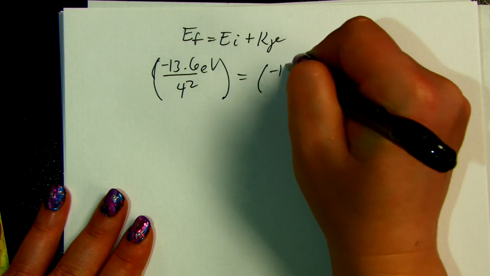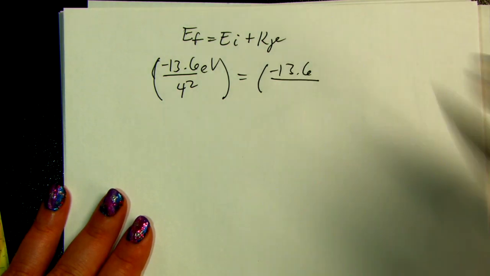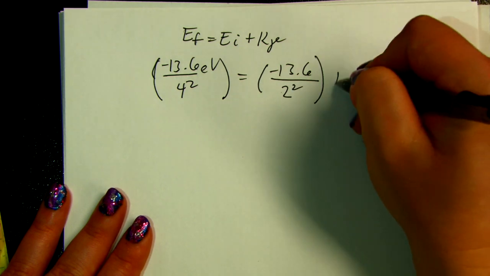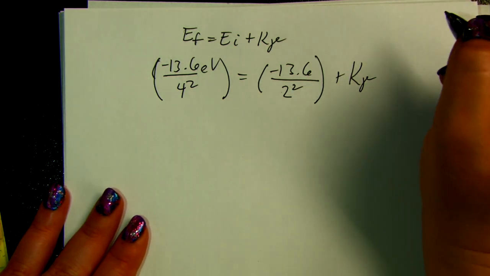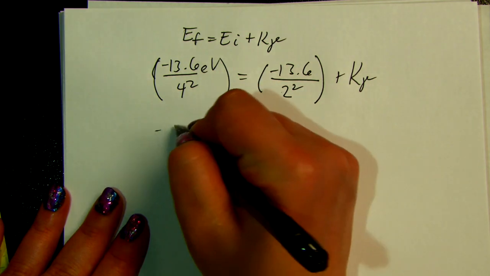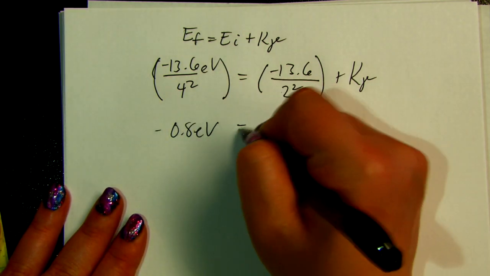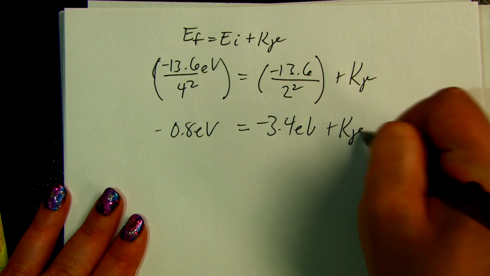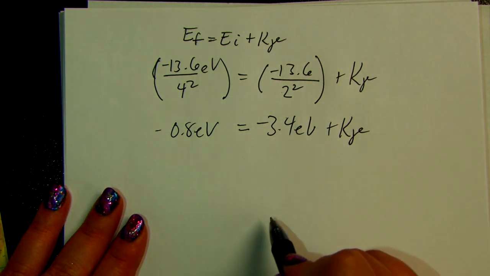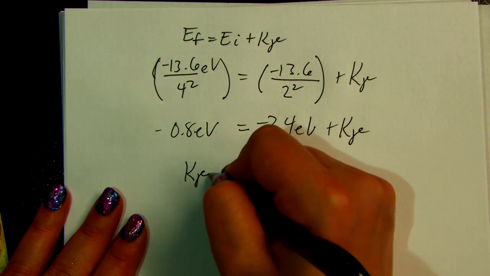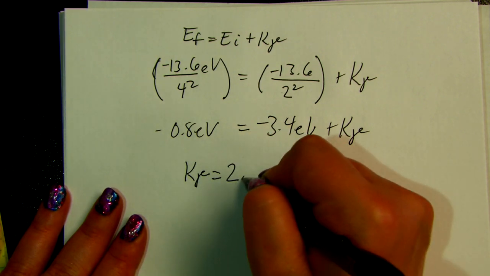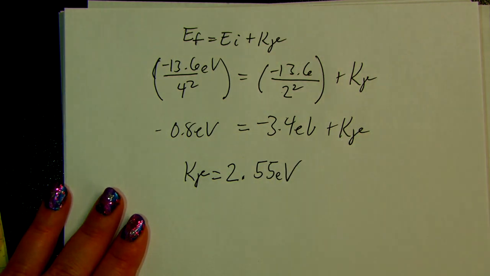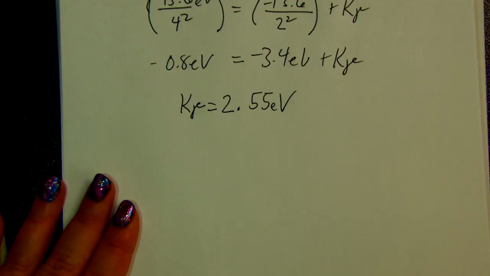So this is going to be over 4 squared, is equal to minus 13.6, and we said it started in the first excited state, so that's 2 squared, plus the unknown kinetic energy of the photon. Plug and chug: minus 0.85 eV is equal to minus 3.4 eV plus the kinetic energy of the photon. Add 3.4 to each side, and the kinetic energy of the photon, which was exactly the right amount, is 2.55 eV. All right, pretty simple, eh?